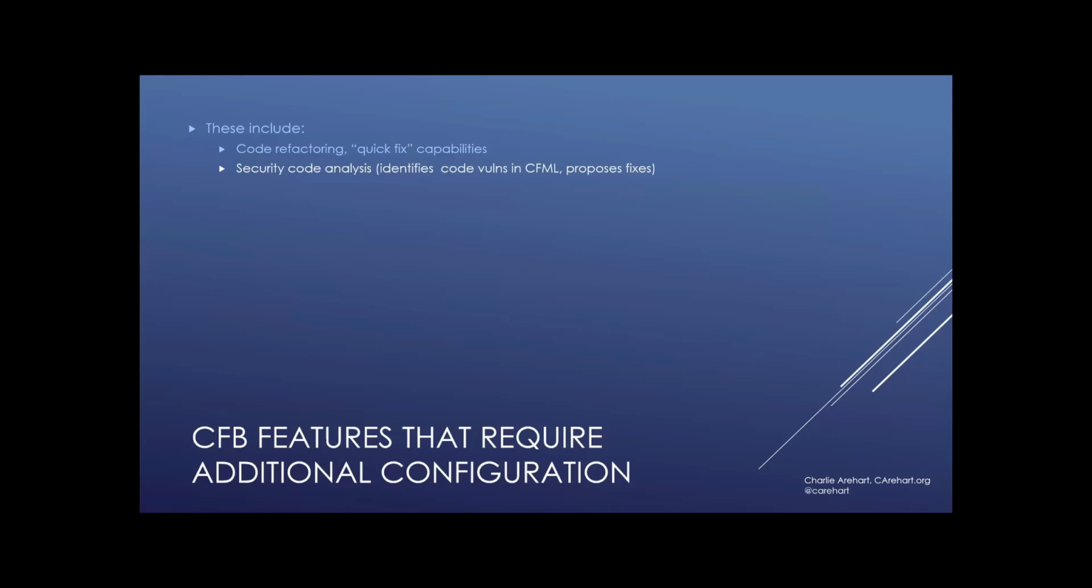And check this out, because you may not care about that, but this, many people should care about. CFBuilder, both the old Eclipse one and this one, has had this security code analysis feature. No other extension for CFML does this. It looks for vulnerabilities in your code and proposes fixes. That's built into CFBuilder. Now that leverages this additional configuration. Remember this at the bottom says requires additional configuration, we're going to talk about that, but this will not work until you do that additional configuration.